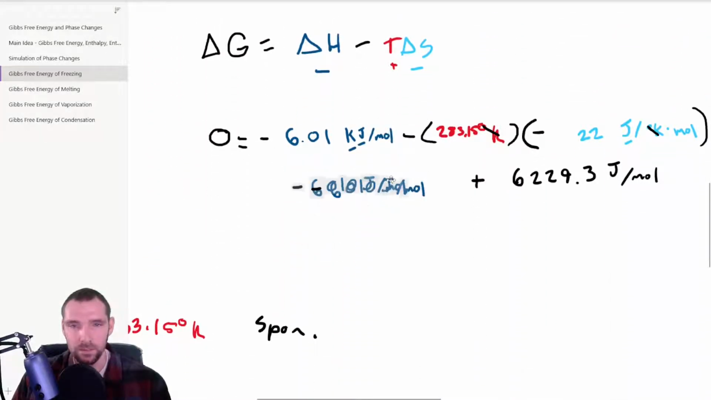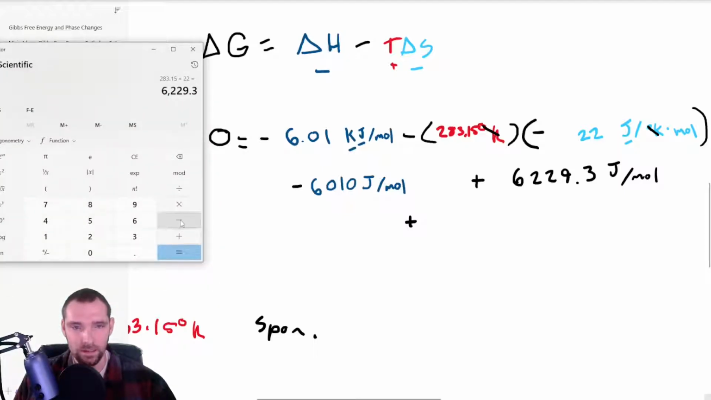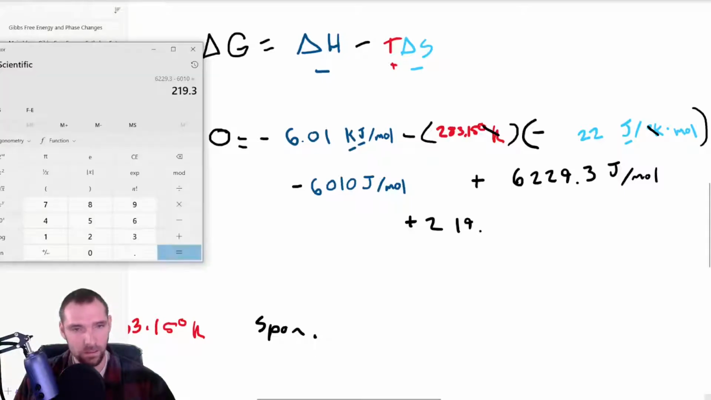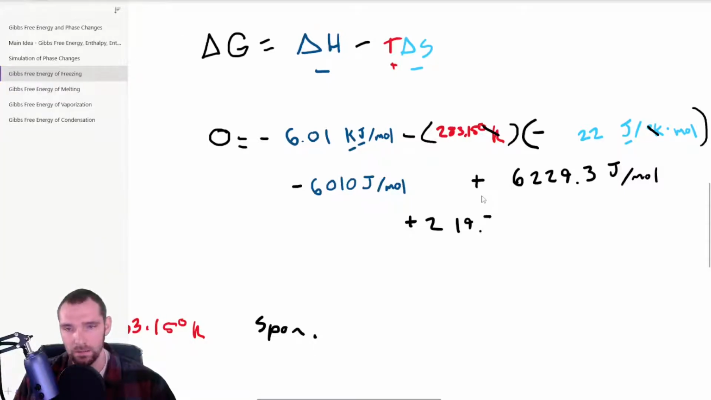So we got the same number, but now we end up having a non-spontaneous value because we're having a positive sum. Like if you add up those two numbers, you get this, let's do minus, right? And so you've got 219.3 joules per mole.